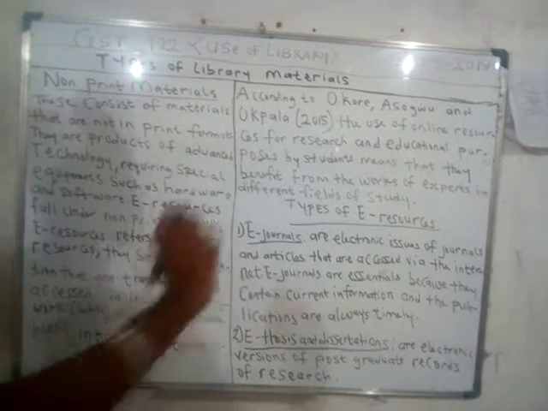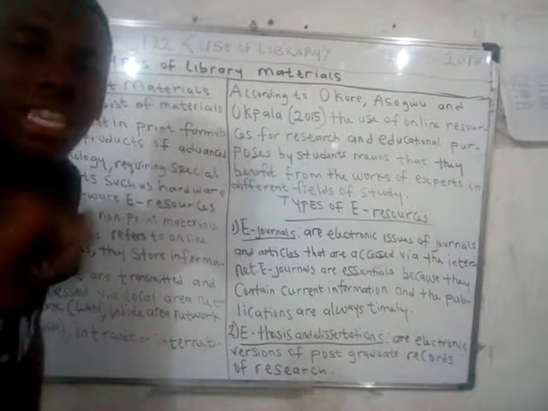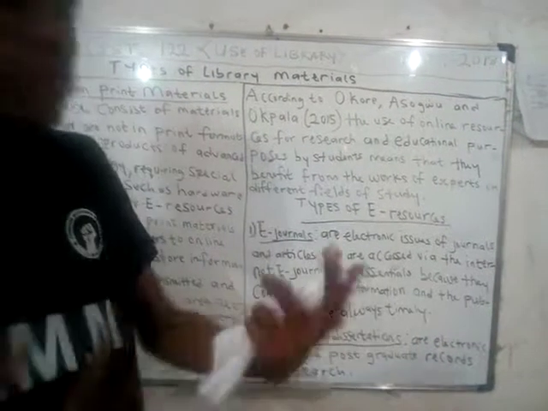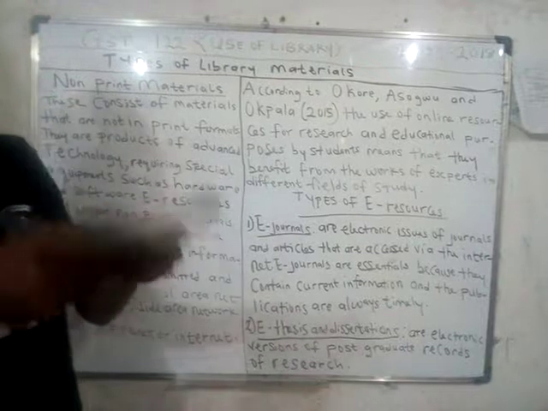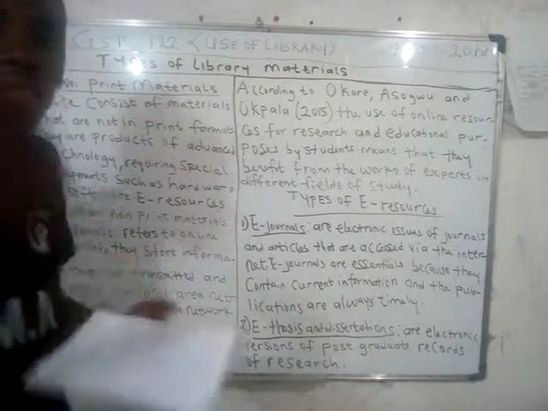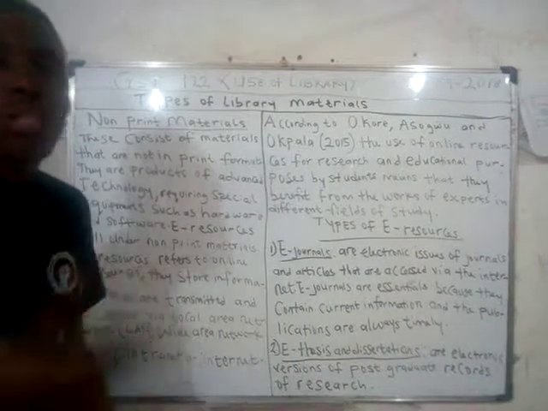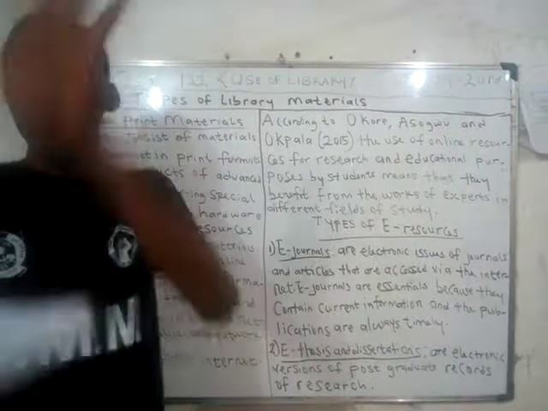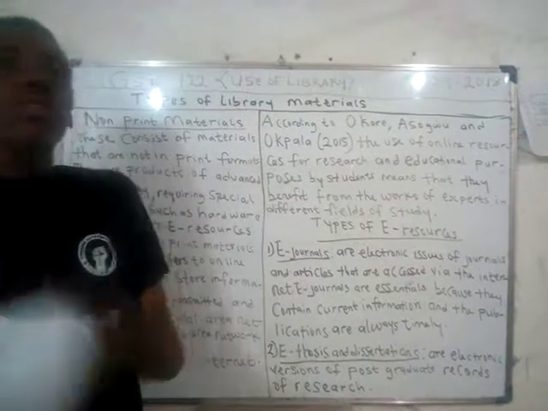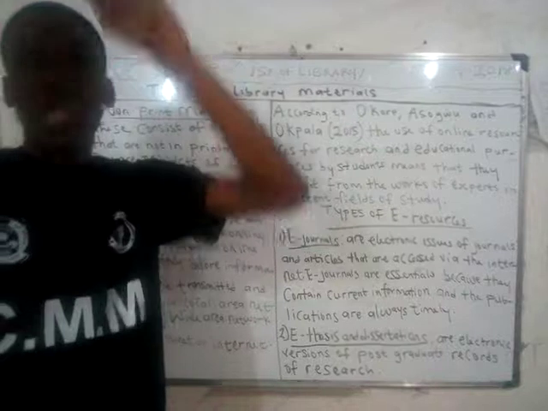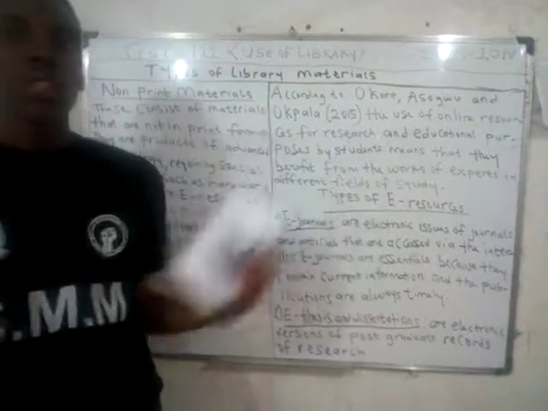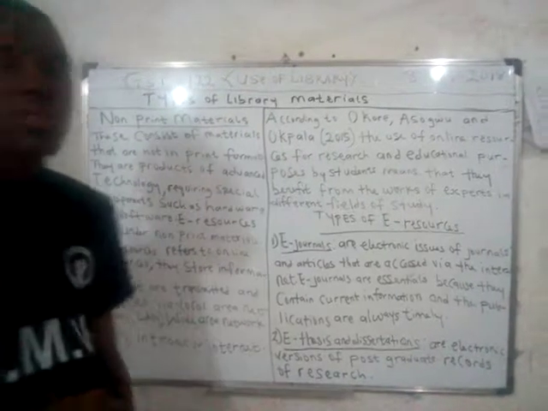Now, e-journals are essential because they contain current information. Remember that even the physical journals we receive contain current information. So this one also contains current information, and the publications are always timely. They don't need to wait until it's published in a book format. No. Online, it is being published, and they post it online for viewers to see. So such journals are very necessary.